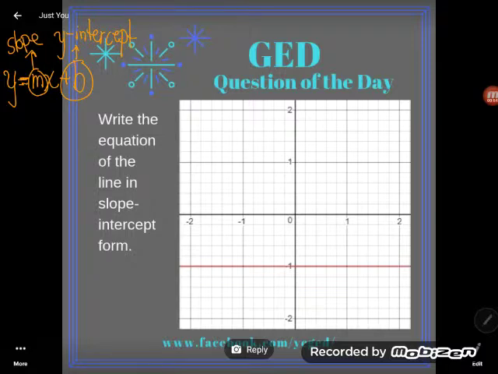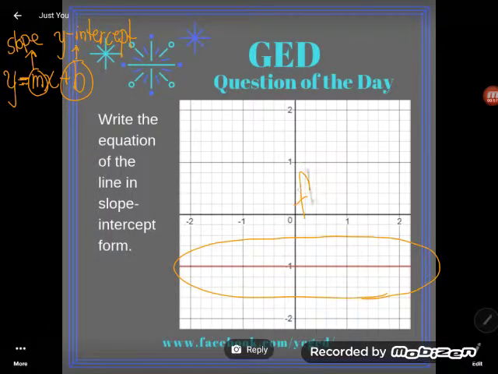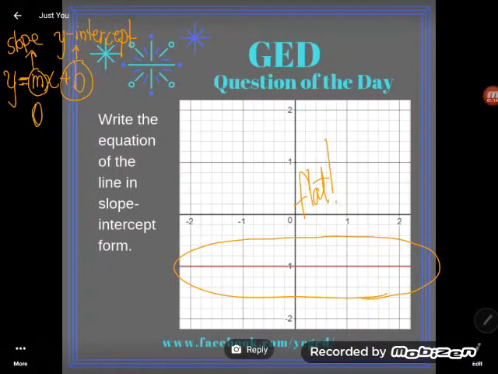Okay, take a look at this line. Notice something. It's flat. Do you see that? It's not sloping. It's not going up. It's not going down. If I were to ask you, how steep is this road? You'd say no steep at all. There's no steepness to it. It has a slope of 0. The slope, the m, is 0. So I have 0 x's.